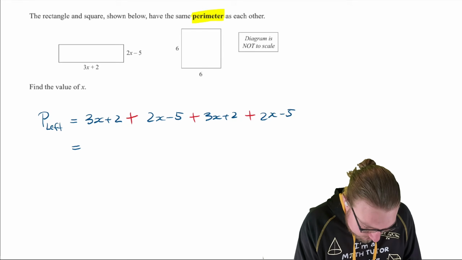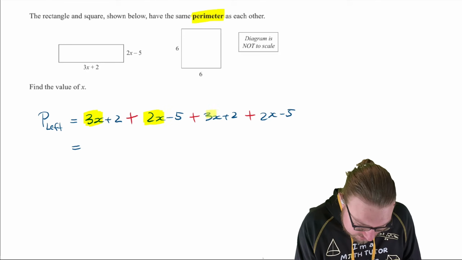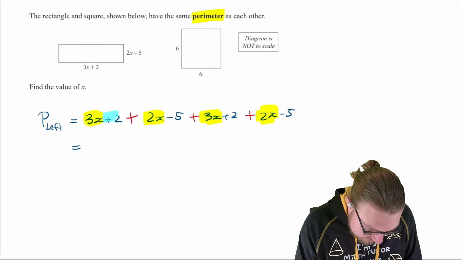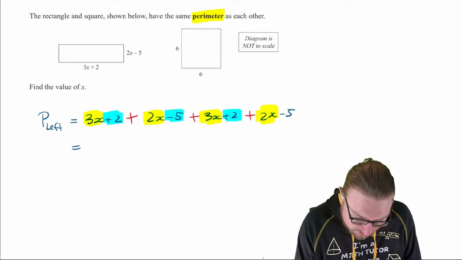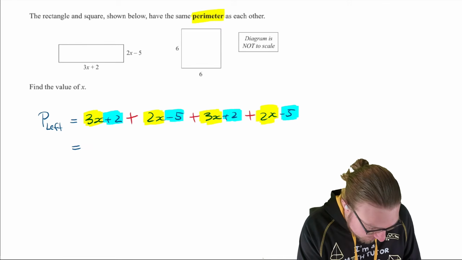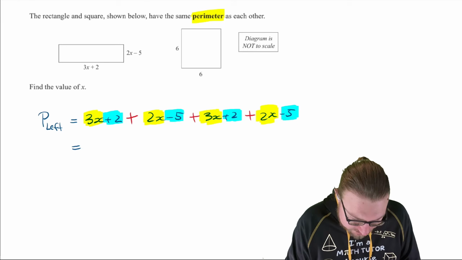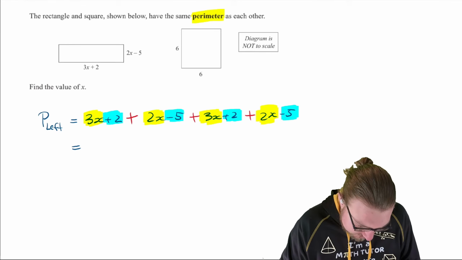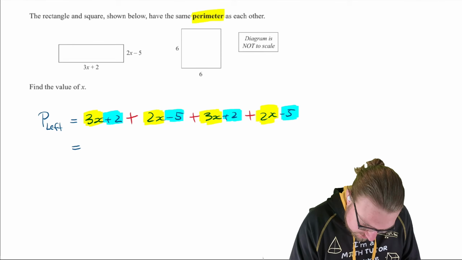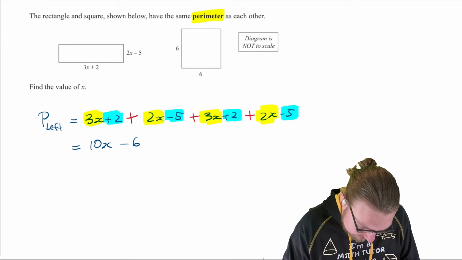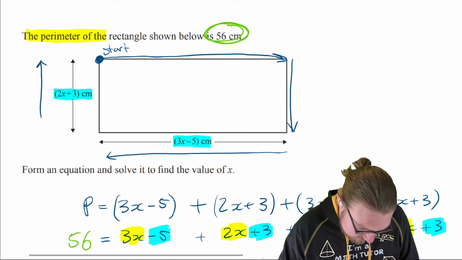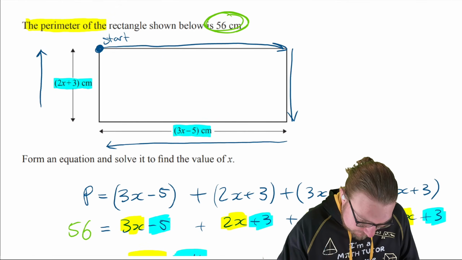And in algebra, just like before, we have to collect like terms. Like terms means they have the same letter or the same variable. And these numbers here don't have a letter at all, so they are their own type as well. So adding them together, we have 3x plus 2x plus 3 plus 2. Is that the same as we had before? So we're going to get 10x minus 6, if I'm correct. So it's a little bit different than the question before.